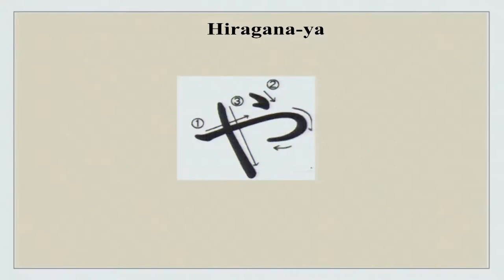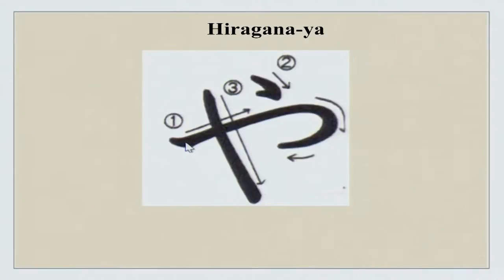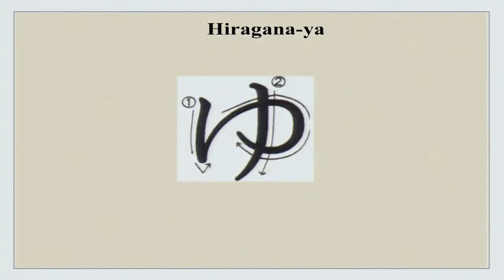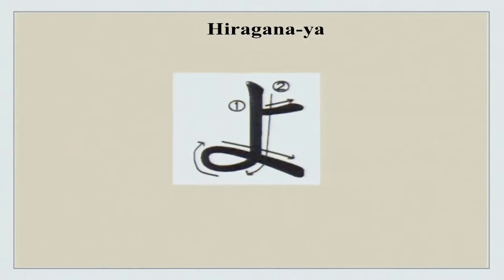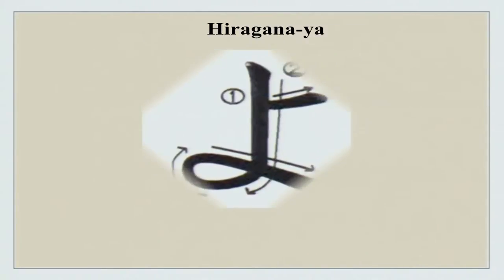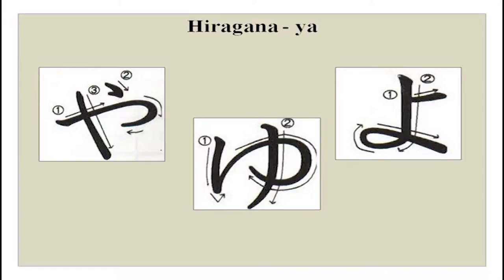Now, we have been doing hiragana all along in our lessons. You have the ya series. Look at this. One, a very nice curve. Two, and then three. Then we have U, like this, from top to bottom, and then we have Yo. So, you have all three together.